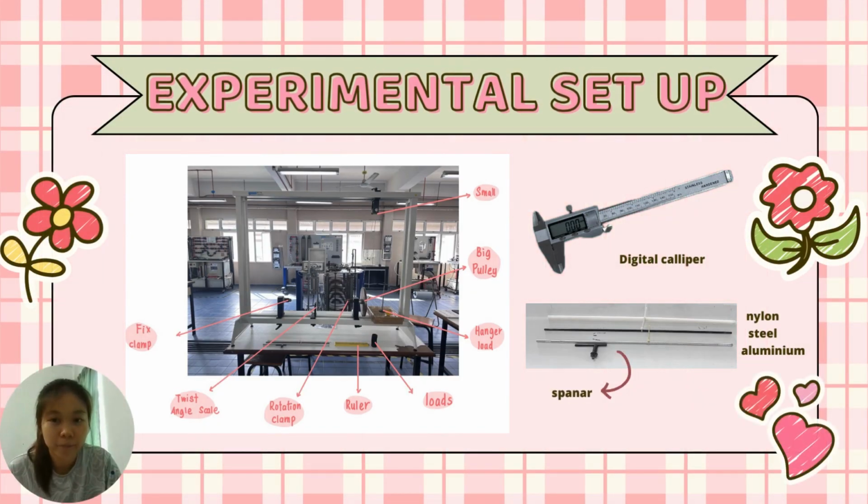Experimental setup. For the first thing we have the fixed clamp, then twist angle scale, rotation clamp, ruler, loads, hanger load, big pulley and small pulley. Then we are also using a digital caliper, and these three are the materials we use, which are nylon, steel, and aluminium. And the last thing is the spanner.